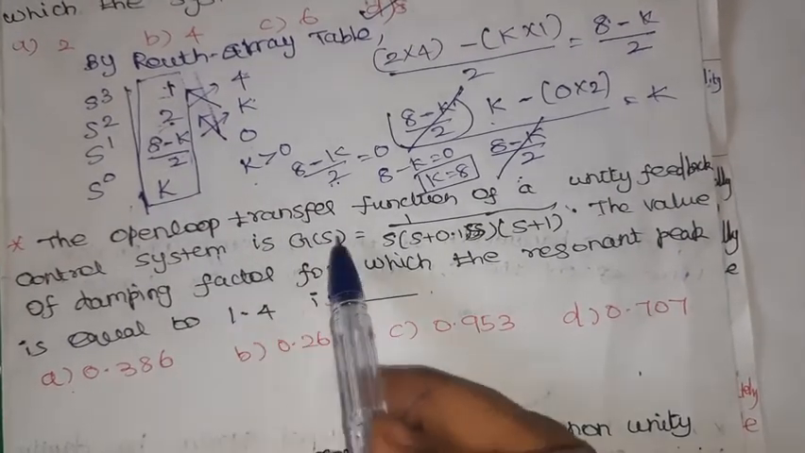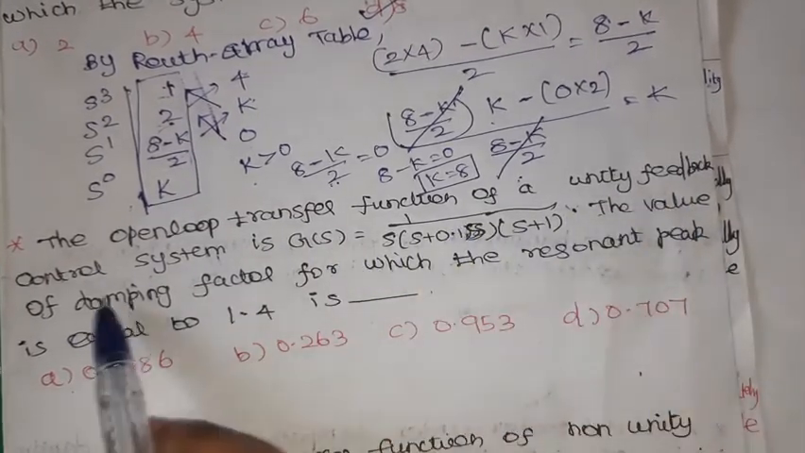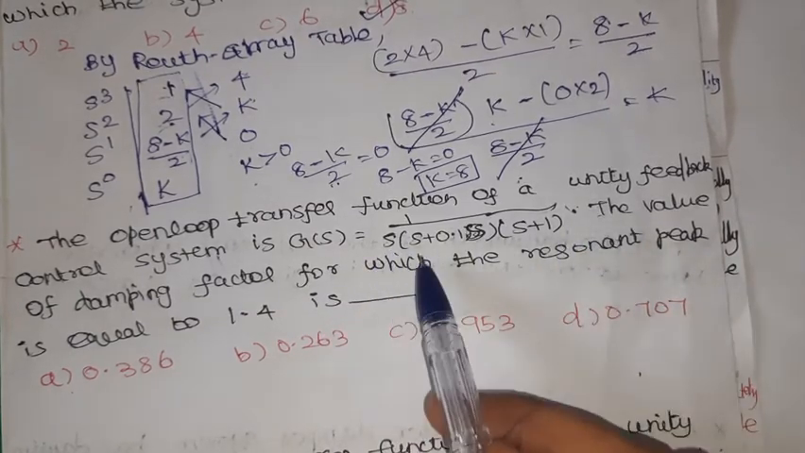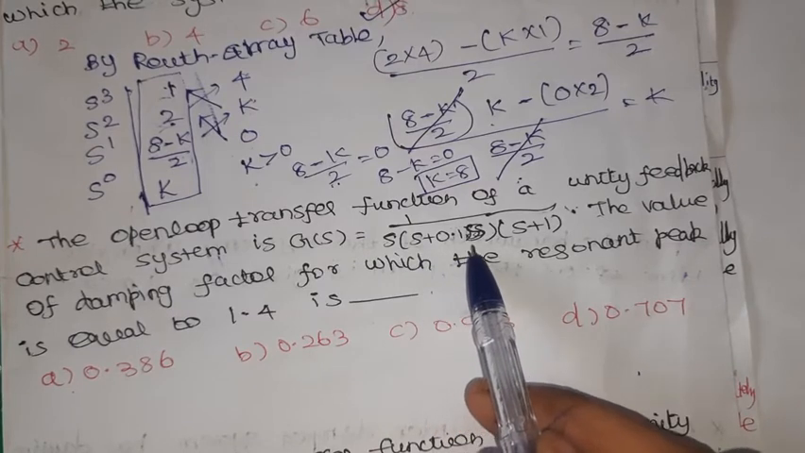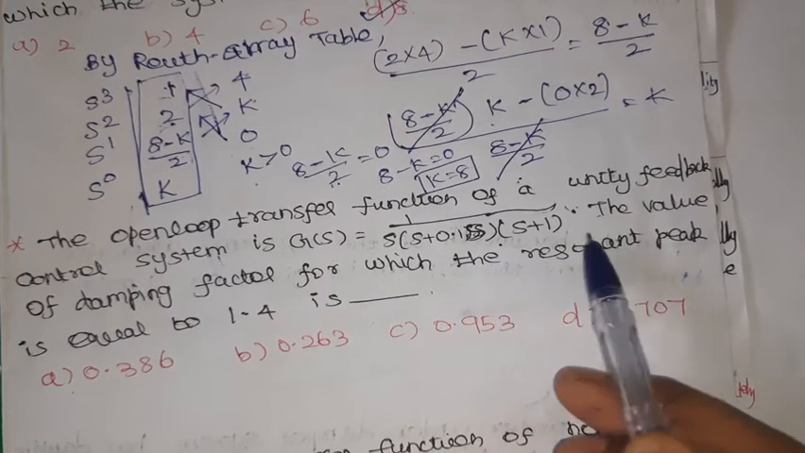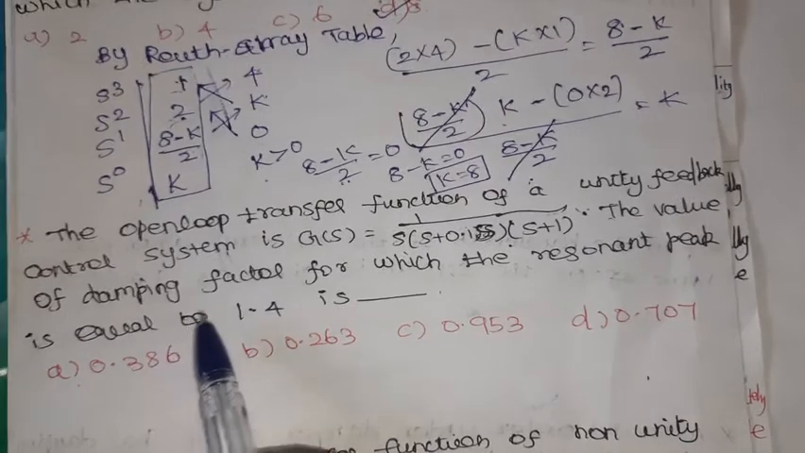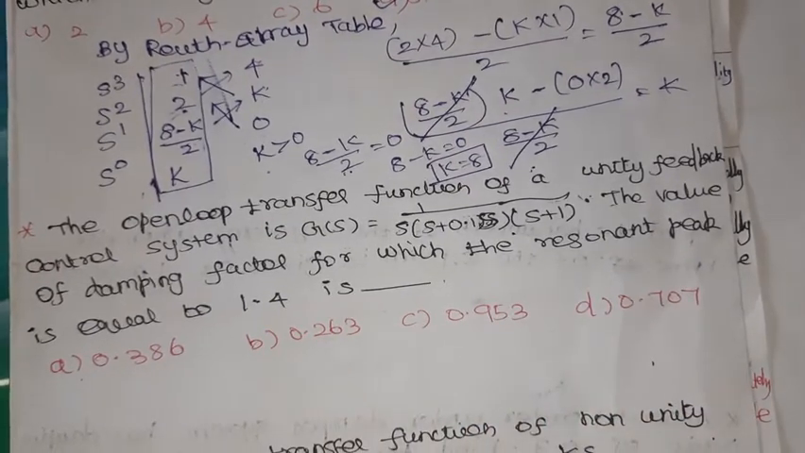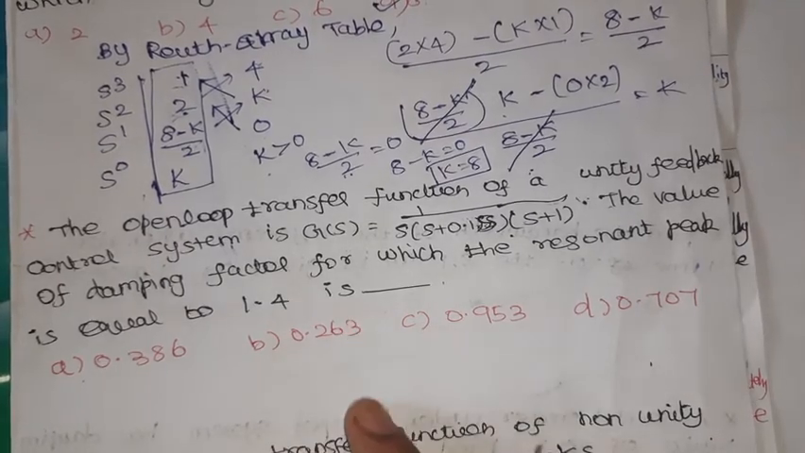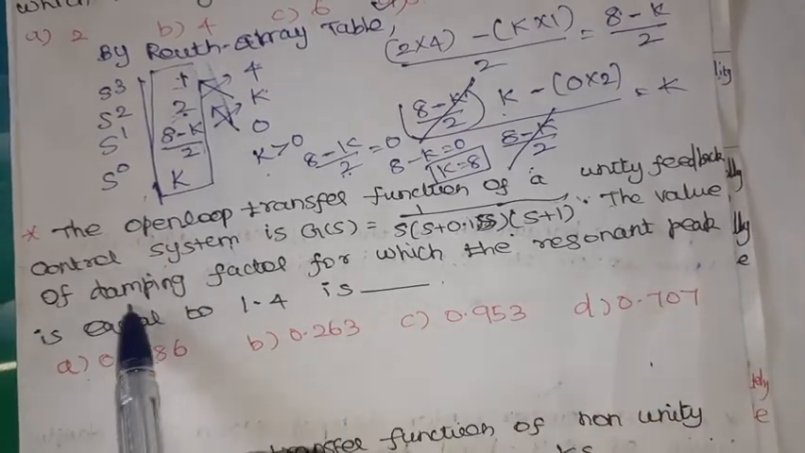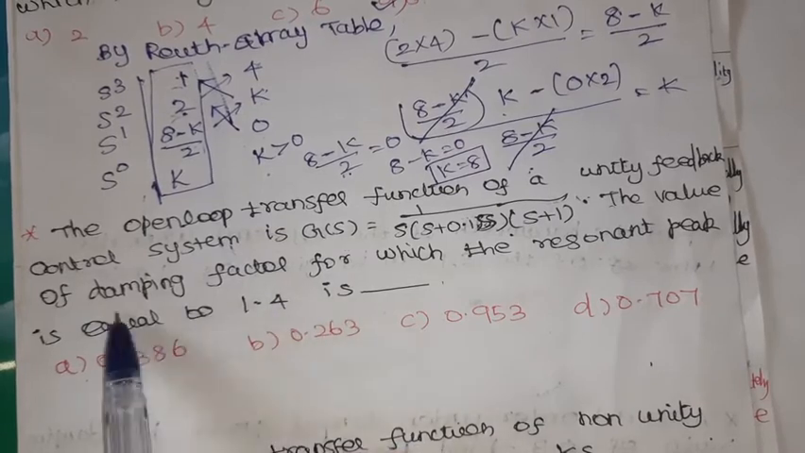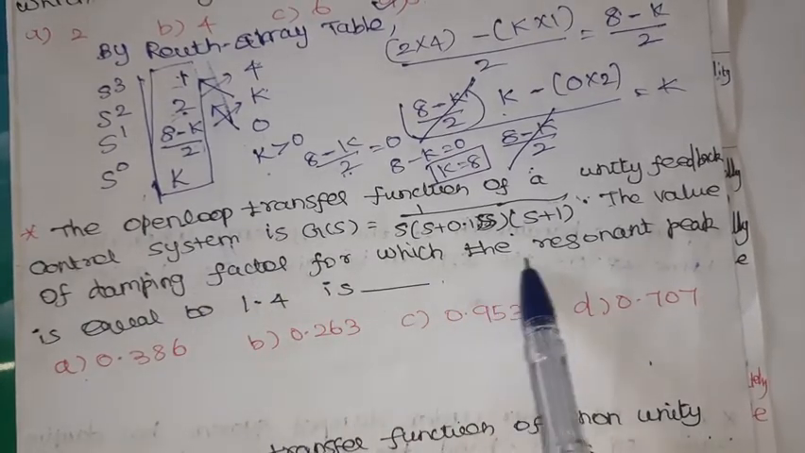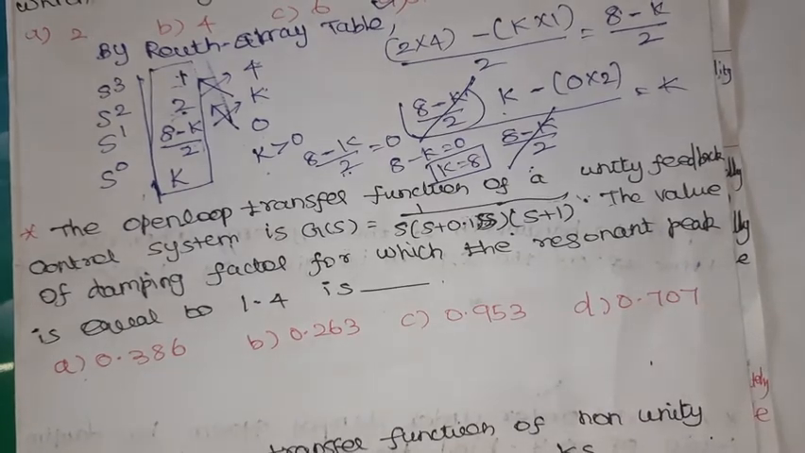The open loop transfer function of a unity feedback control system is G(s) equal to 1 divided by s into (s plus 0.1) into (s plus 1). The value of damping factor for which the resonant peak is equal to 1.4 is. We need to find the damping factor, which is the damping ratio zeta, for which the resonant peak is equal to 1.4.